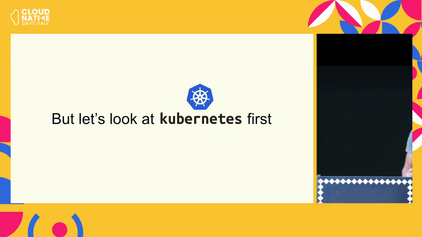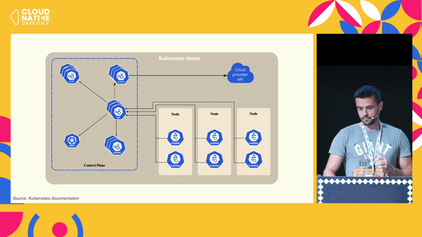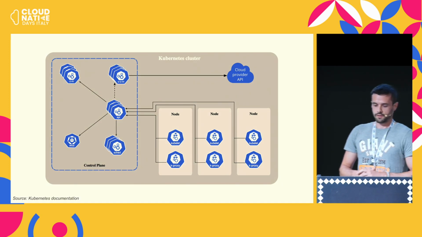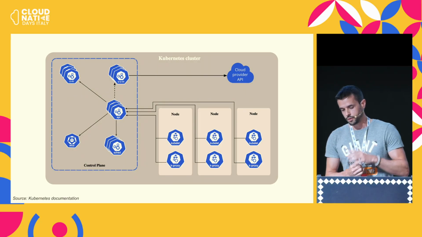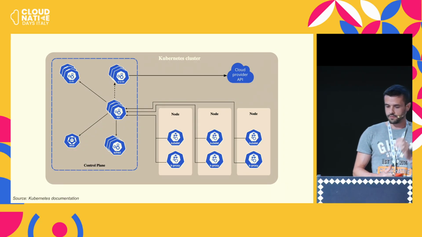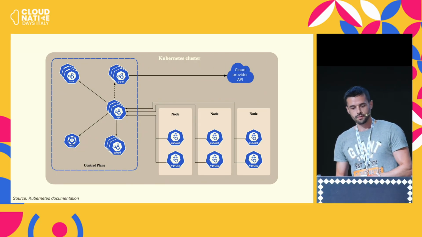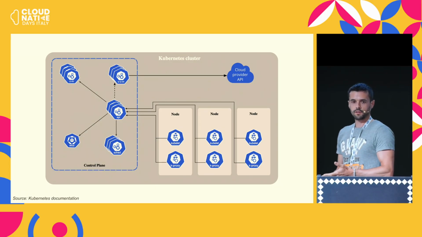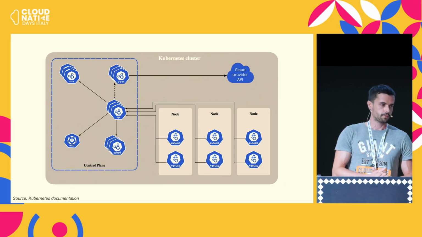But first, let's take a quick look at Kubernetes, because this is also what we're going to talk about. So what is a Kubernetes cluster? On the left-hand side, we have a control plane, and on the right-hand side, we have worker nodes. The control plane is an odd number of Kubernetes nodes with a Kubernetes API, the core controllers, and a database to store all that stuff, which in most cases is etcd.